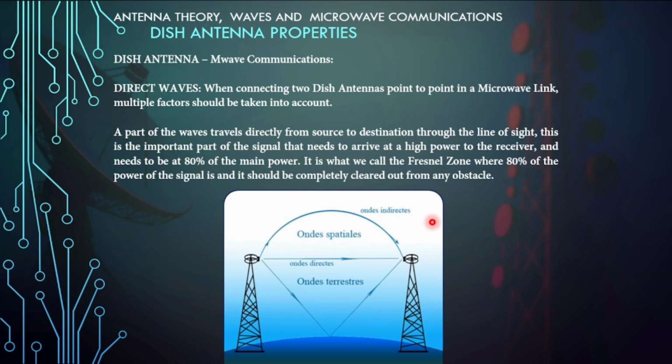Now, by the way, these direct waves are where 80% of the main power resides, which is the Fresnel zone. This needs to be completely cleared from any obstacle or any form of barrier so as to provide a very effective transmission without attenuation from surrounding objects.